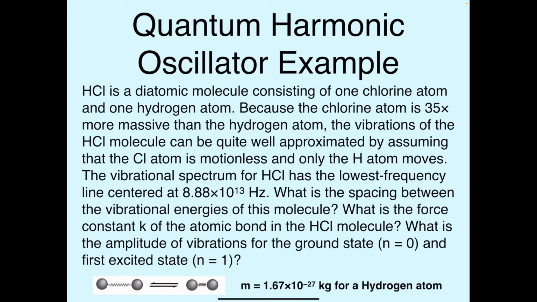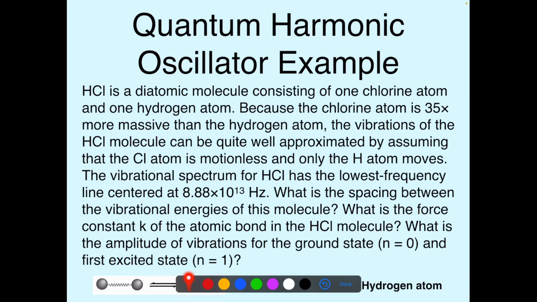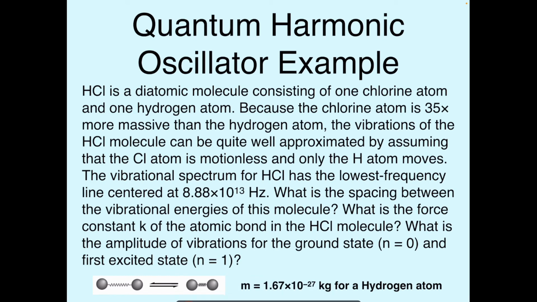So let's do an example. We have an HCl molecule. HCl is a diatomic molecule consisting of one chlorine atom and one hydrogen atom. Because the chlorine atom is 35 times more massive than the hydrogen atom, the vibrations of the HCl molecule can be quite well approximated by assuming that the Cl atom is motionless and only the H atom moves.